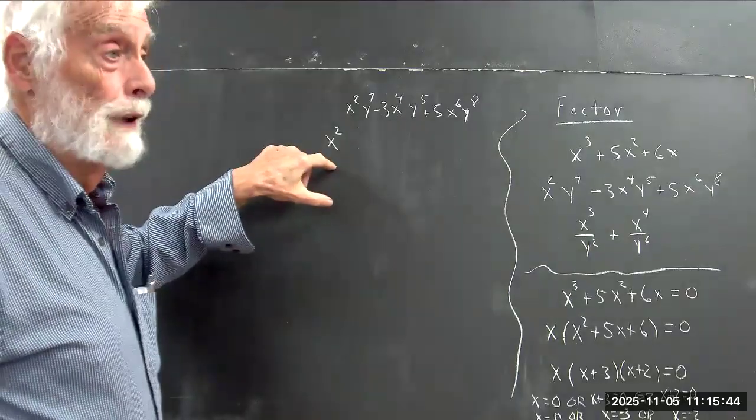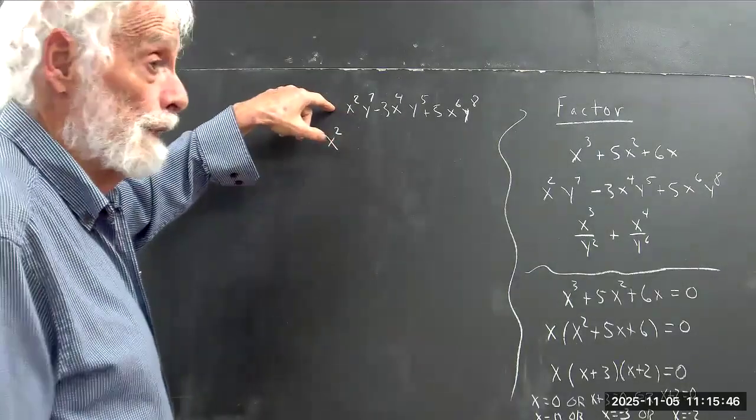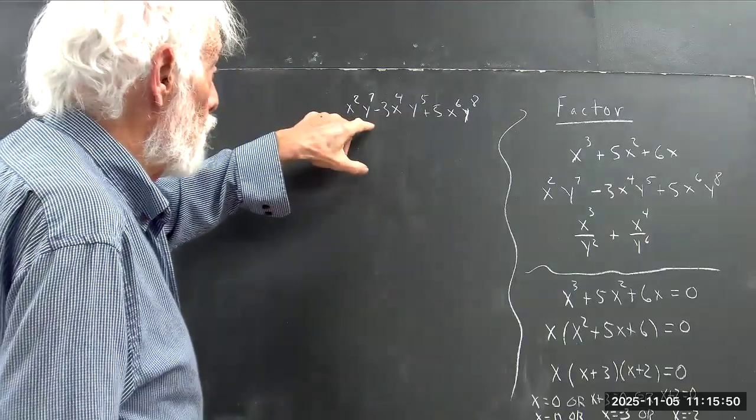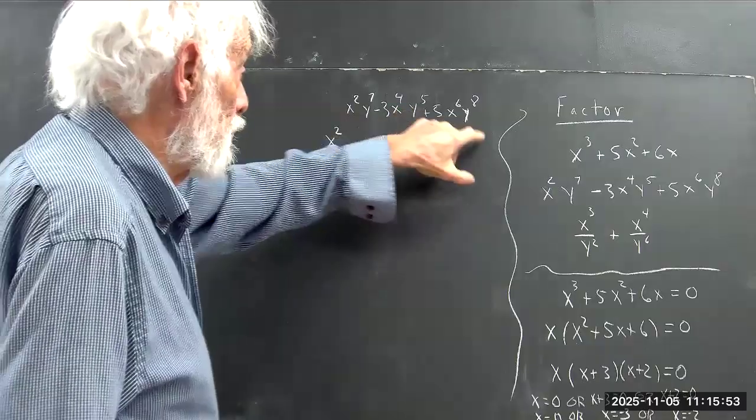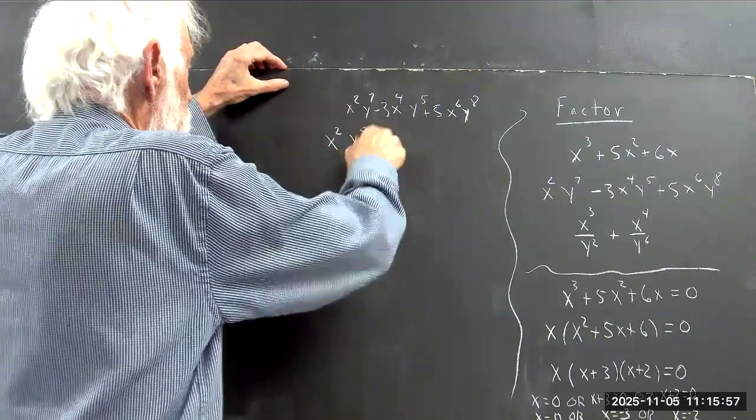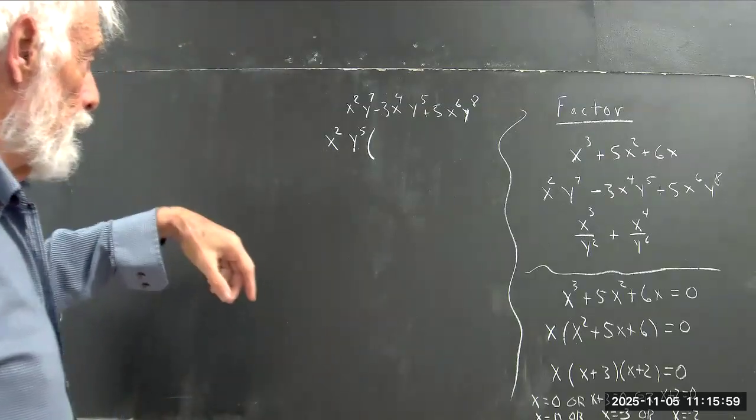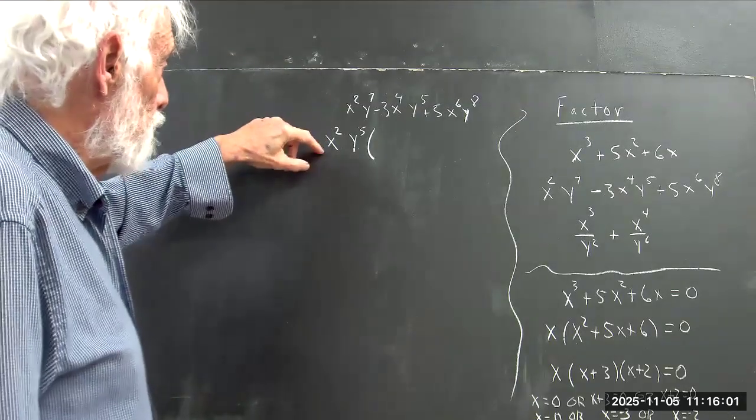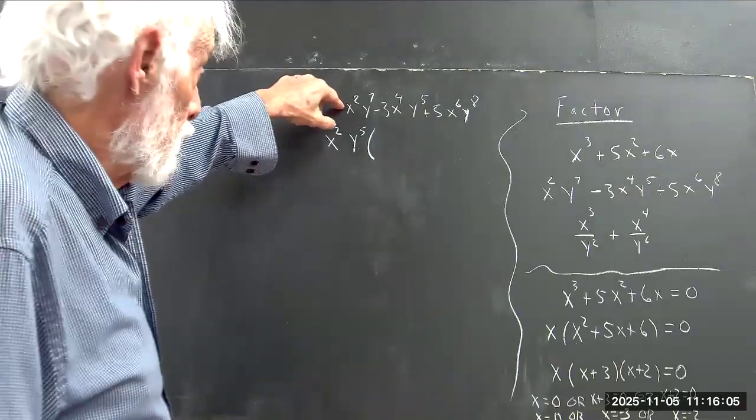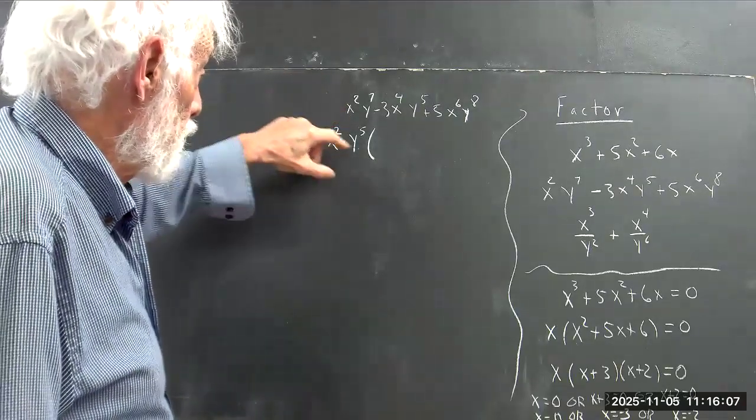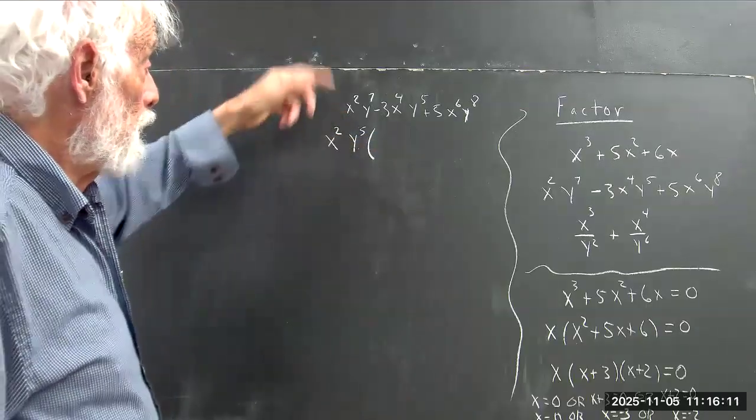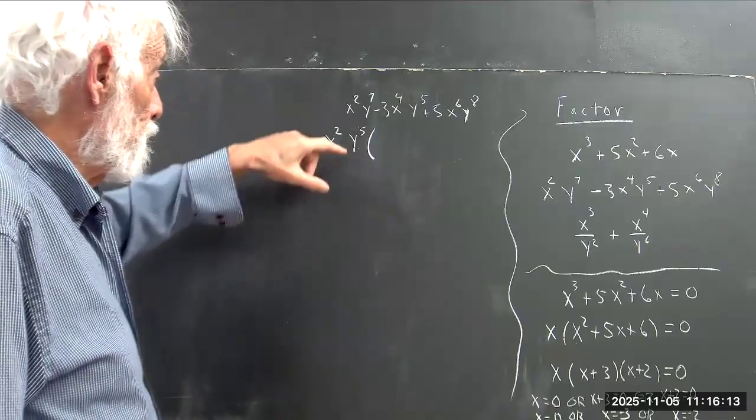No term has an x cubed, so we couldn't factor out x cubed. The y powers are 7, 5, and 8. The least power there is the fifth. Now, if we factor x squared out of x squared, we just get 1. We've already got x squared, so whatever we multiply by here is going to give us x squared, and we don't need any more x's.